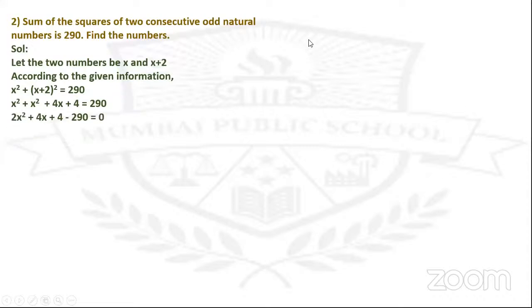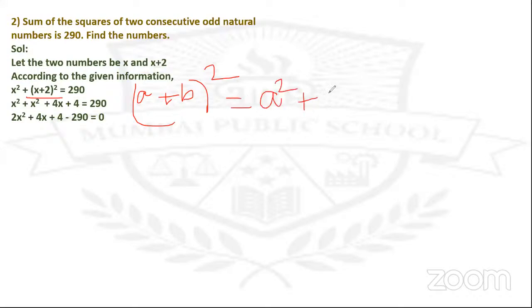You might be wondering from where did I get this? Here I've applied the formula (a plus b) the whole square, which is a square plus 2ab plus b square. So here (x plus 2) the whole square is written as x square plus 4x plus 4. Now we'll move ahead.